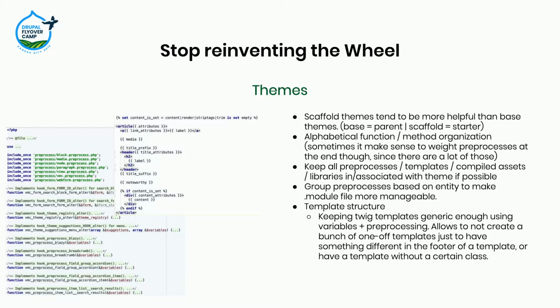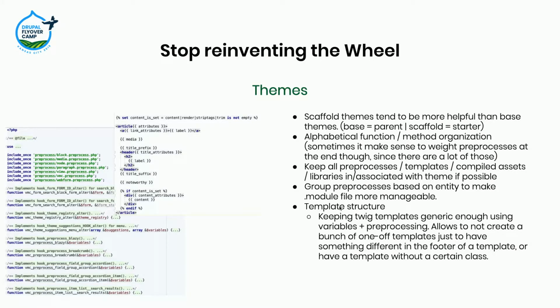One thing we started doing was grouping preprocesses based on entity into certain files. So right here, we actually have a folder called preprocess/block.preprocess.php. So literally it's just a PHP file with all the preprocesses for blocks and all the preprocesses for media and node. That makes it easier to find stuff, and it also makes your module folder less cumbersome. You're not having to just search through thousands upon thousands of lines of code.